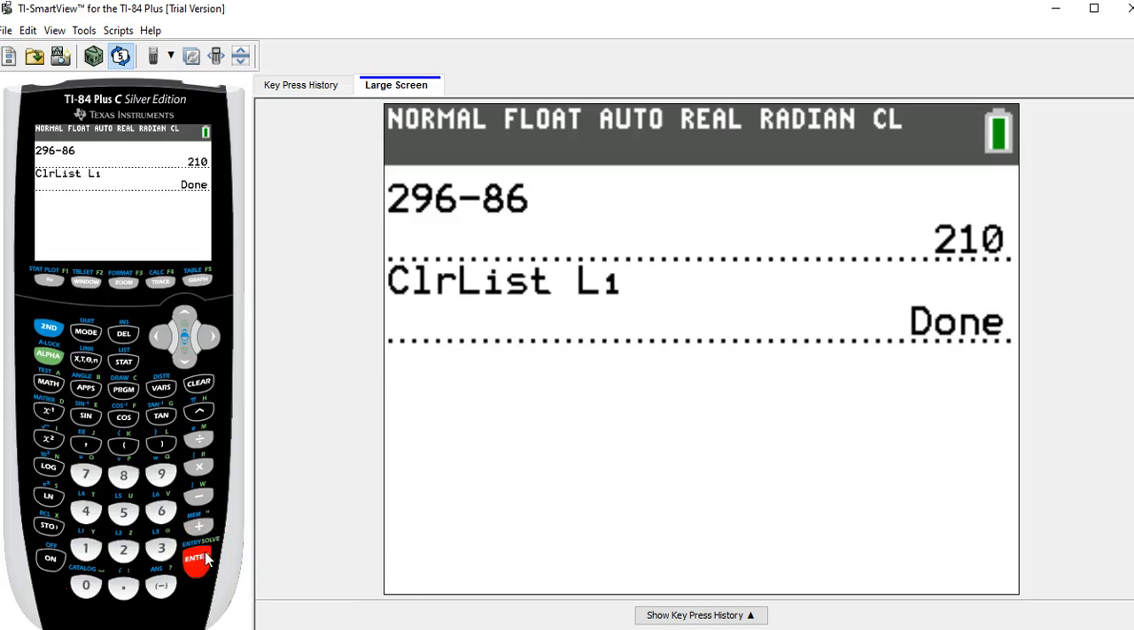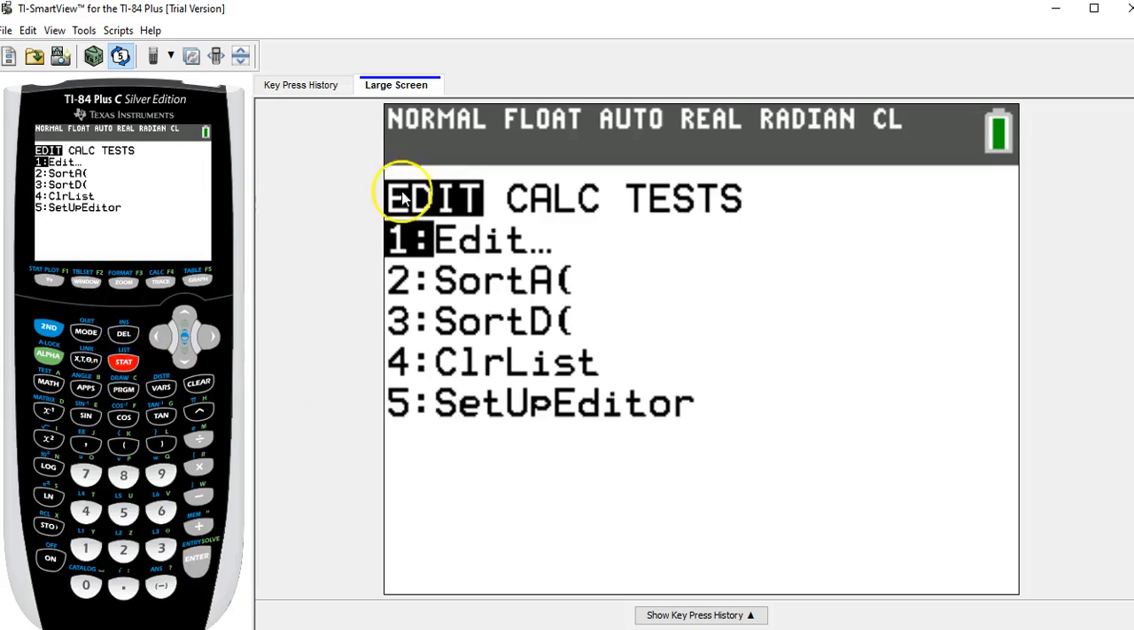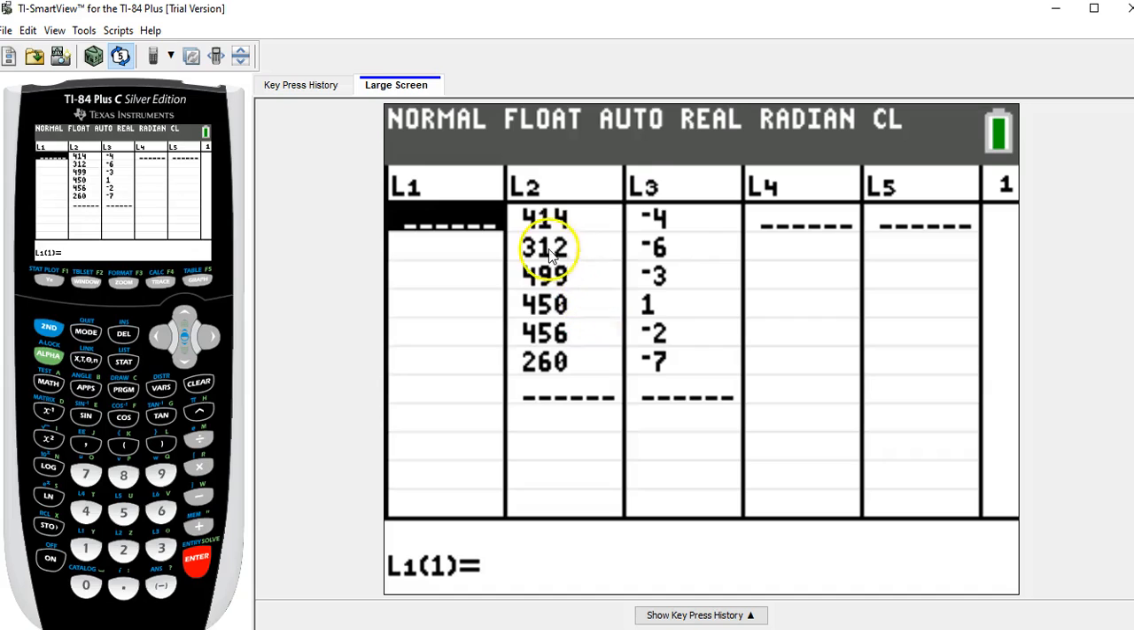So list 1 is cleared. There may be something in the other list, I don't know, we'll see when we go there. But list 1 is clear. And now I'm going to enter those numbers into list 1. Stat, edit, and the first thing here is edit. If I just hit enter, you see there's some other junk in list 2 and list 3, but list 1 is clear. And I'm going to carefully enter the numbers on the list which I wrote down.